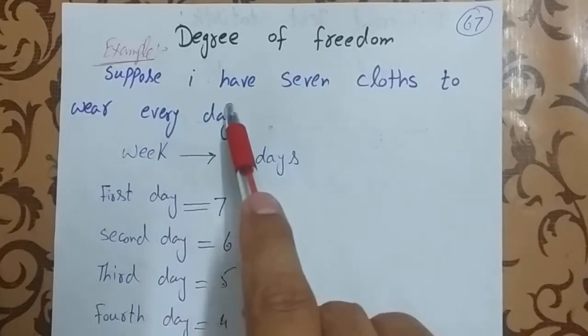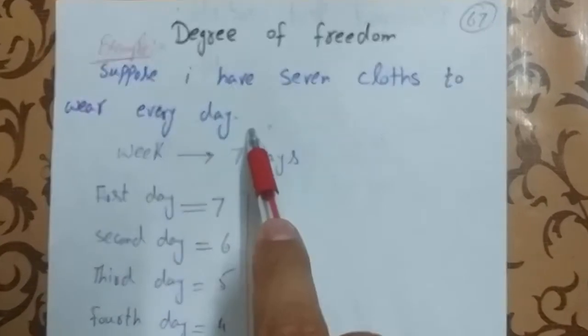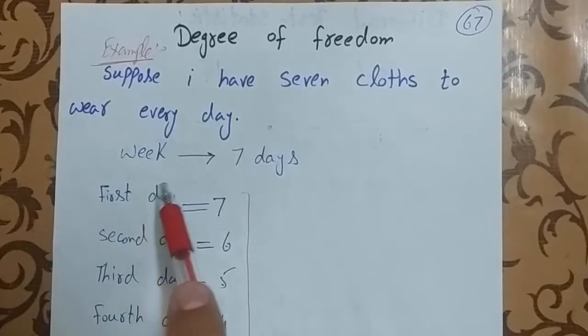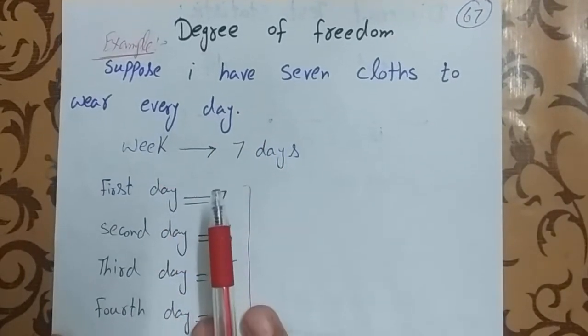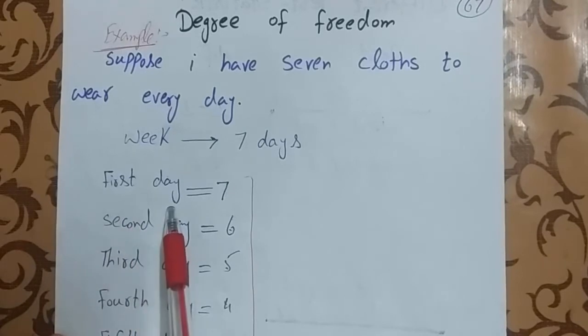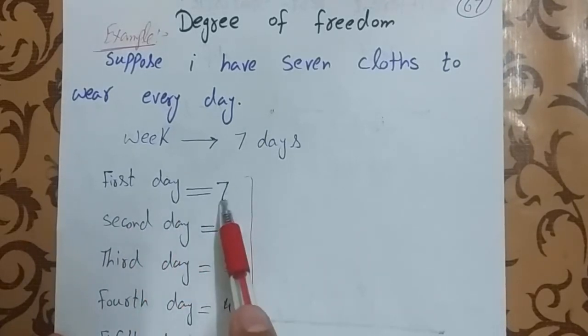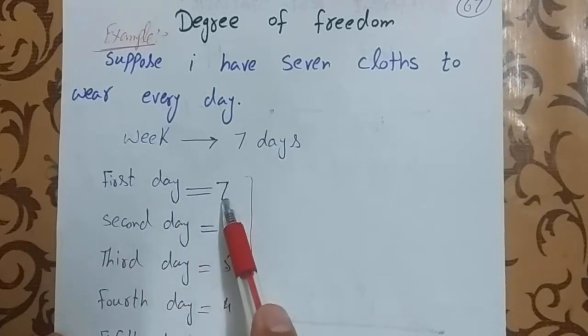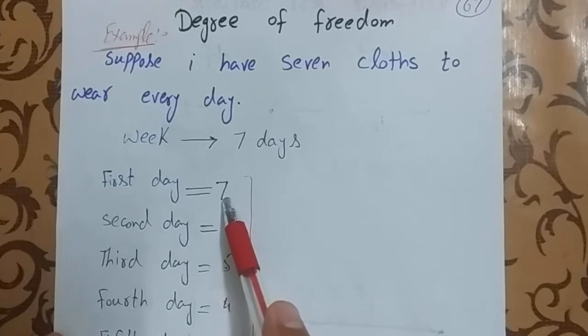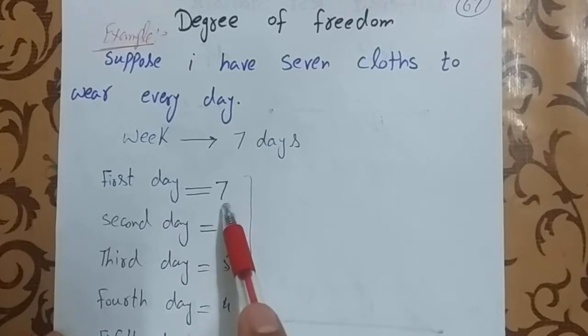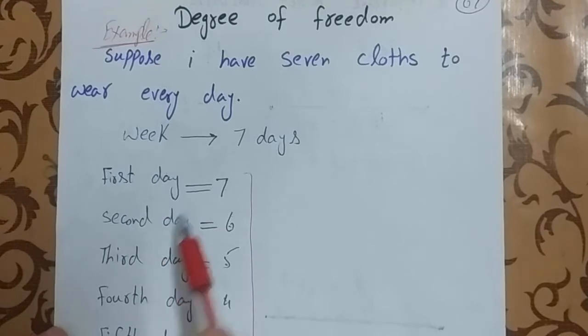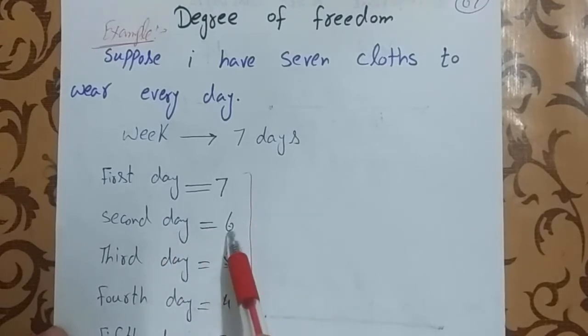Suppose I have 7 clothes to wear every day. In a week, 7 days. In the first day, there are chances of 7 clothes. You adopt 1 cloth from these 7. In the second day, 1 choice is out and the remaining choices are 6.